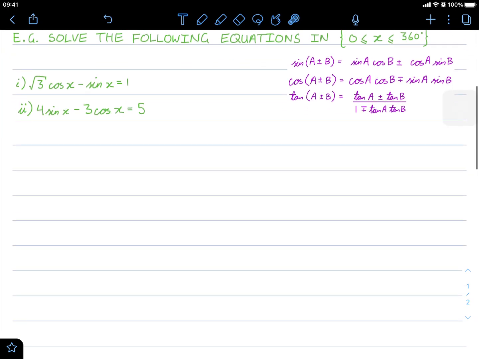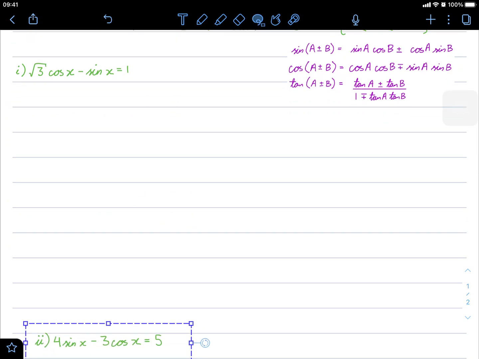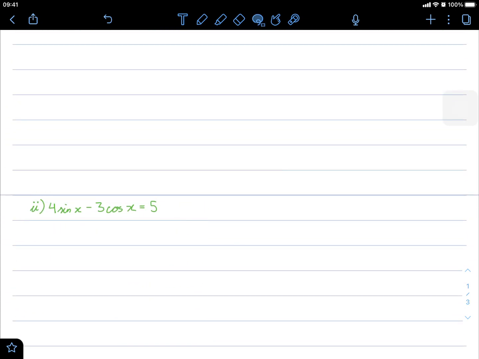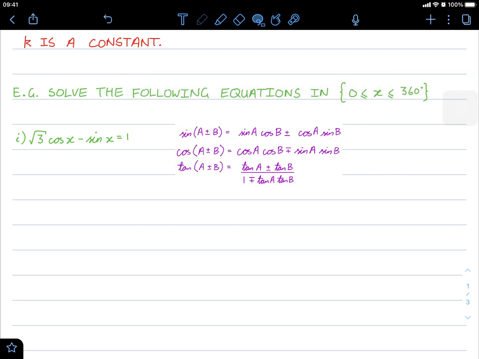So let's go straight into an example where this might be used. You can go ahead, pause the video, and give this a go yourself. So here we go. Let's move this down for now, just to give ourselves some space, and let's continue from here.